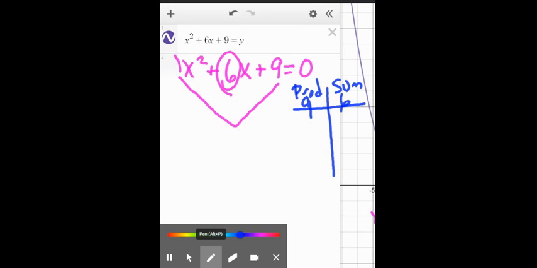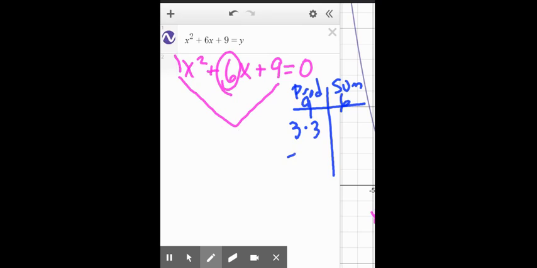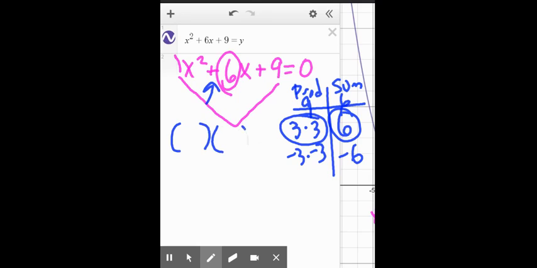So I hope you've already been able to figure that out. 3 times 3 or -3 times -3 would give us a product of +9. Now notice we have a +6 as a sum. So here we're going to get 6, not -6. This is our answer right there. So our two choices are 3 and 3. So when we factor, we write x plus 3, x plus 3.